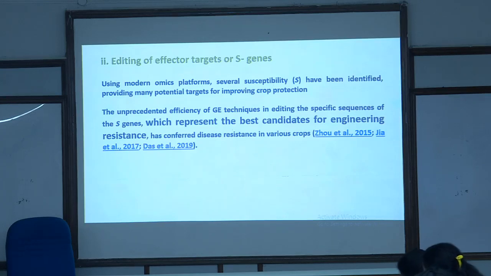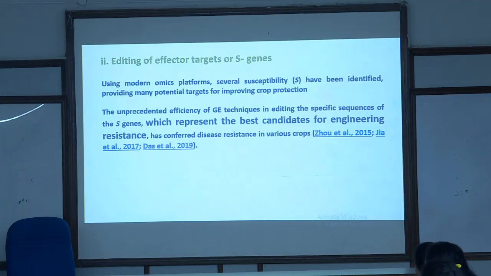And if you see the last 5 years of papers, you see more and more genome edited crops, in particular with the help of CRISPR-Cas9, and the products are already out. I'll show a couple of them here. The unprecedented efficiency of genome editing techniques in editing the specific sequence of S genes represents the best candidate for engineering resistance right now, right?